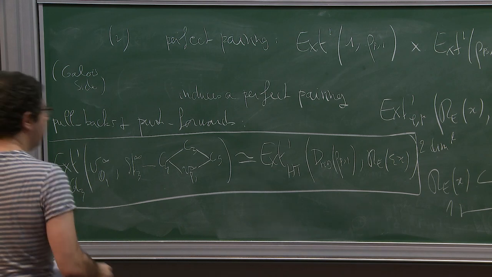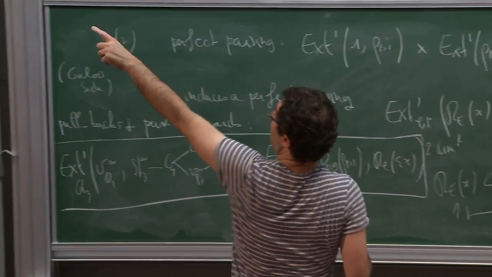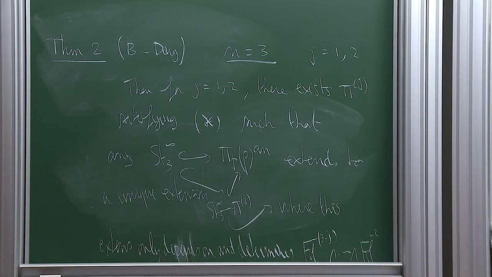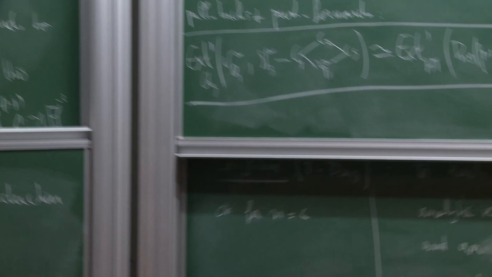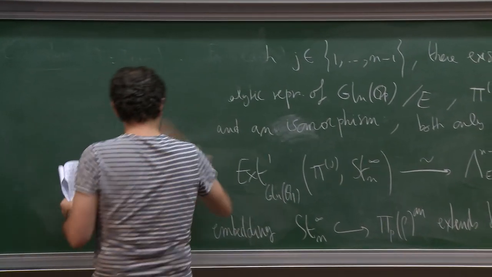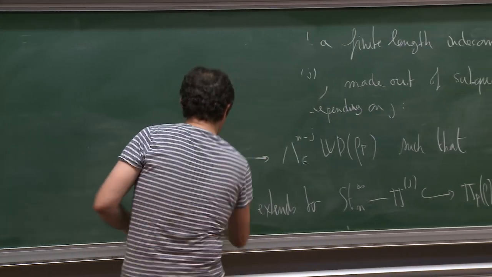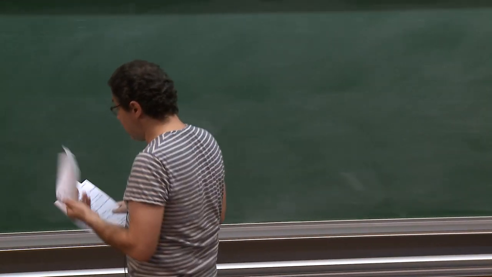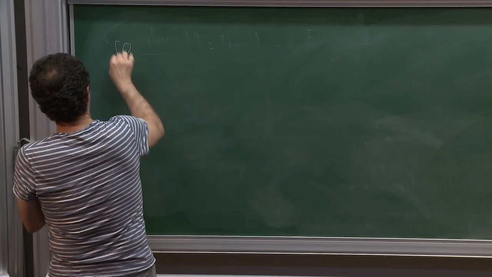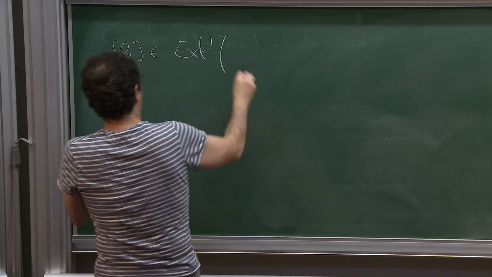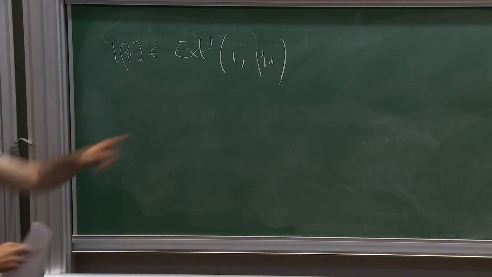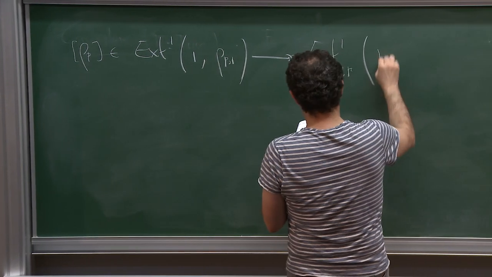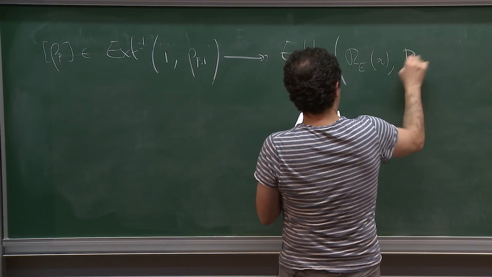And now we are almost done constructing an extension as there, by going as follows. Maybe I can erase that now. We start with rho_p. We see our representation rho_p as an extension using rho_p1 and the trivial representation. So you start with rho_p, and you see rho_p as an element of Ext^1 of 1, rho_p1. This you must map surjectively to Ext^1, as I said, in the world of phi-gamma modules of R_E, of D_rig of rho_p1.